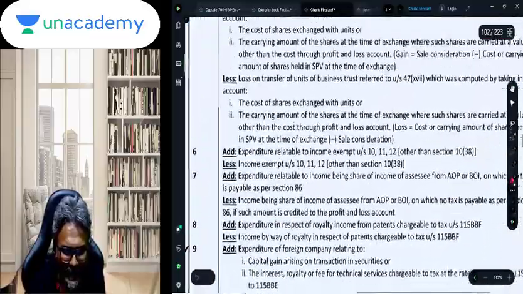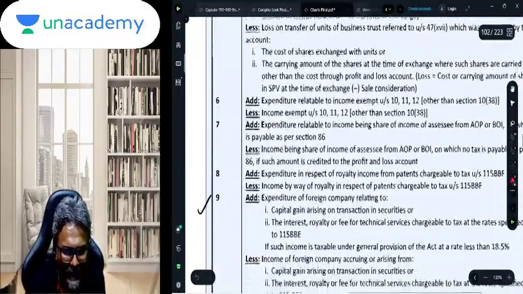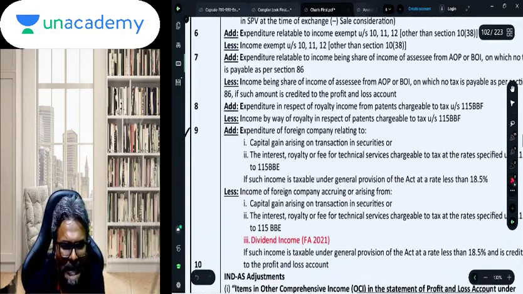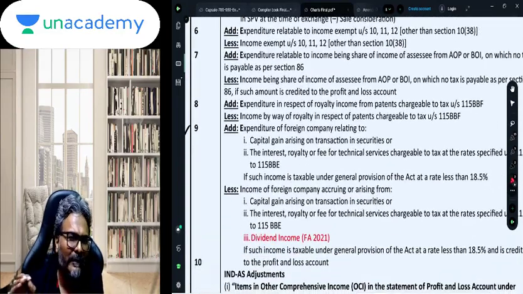Thereafter, students, the next item of discussion is this exempt income. Now students, as we all are aware, as far as the exempt income is concerned, always be very careful about the exempt income.